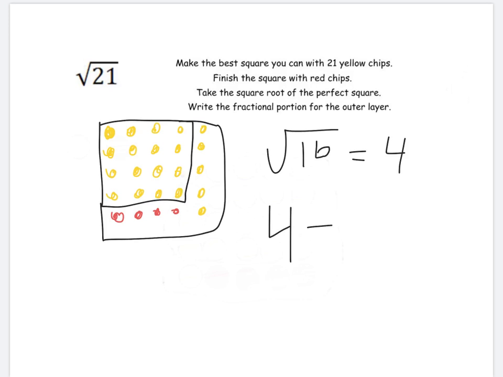And then my numerator becomes how many yellows are left over. So I have 1, 2, 3, 4, 5 yellows. And then how many are left over altogether? I have 6, 7, 8, 9. So my fractional equivalent should be 4 and 5/9.